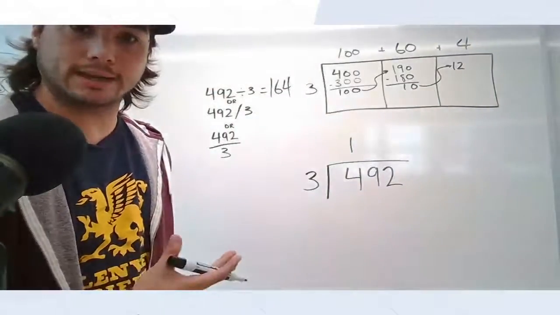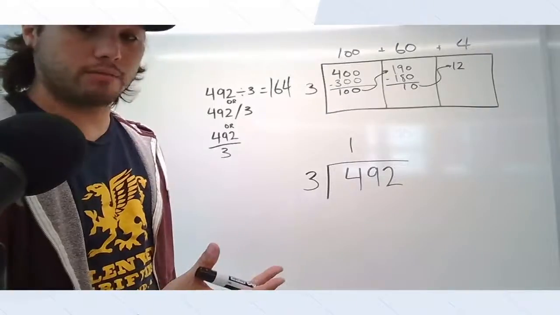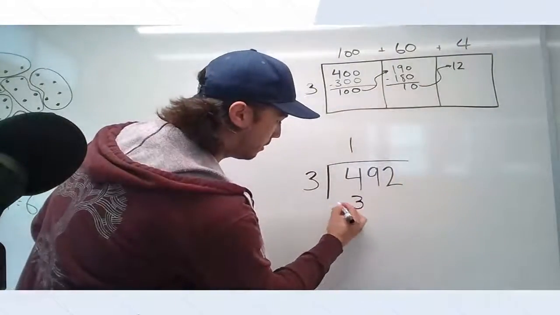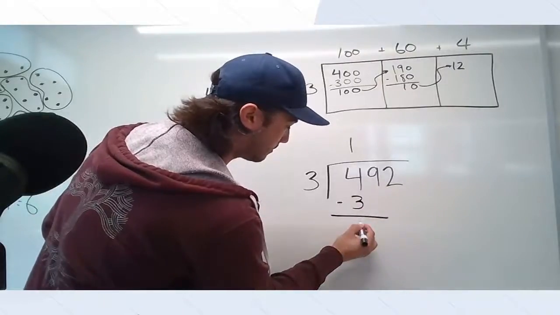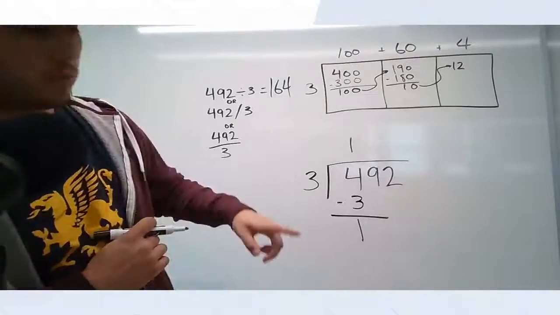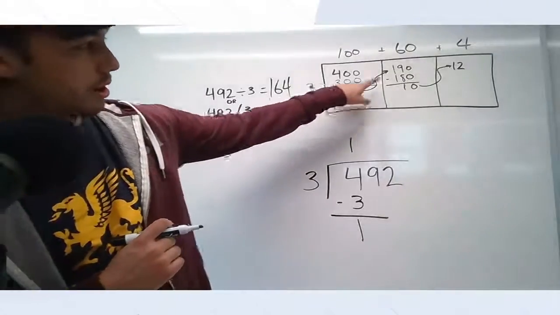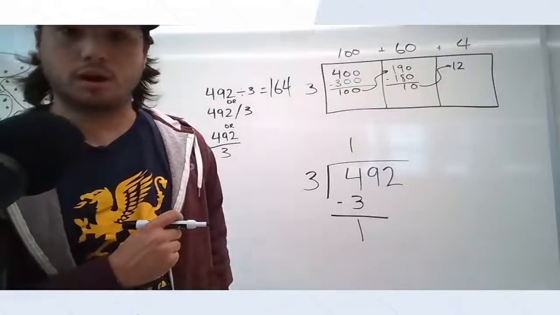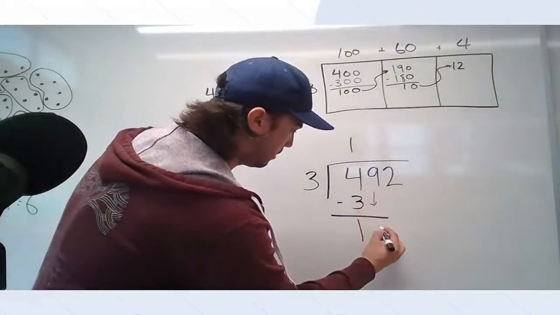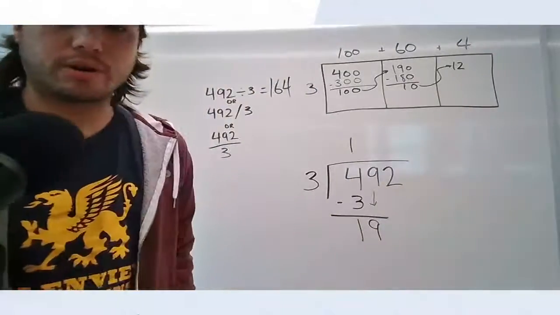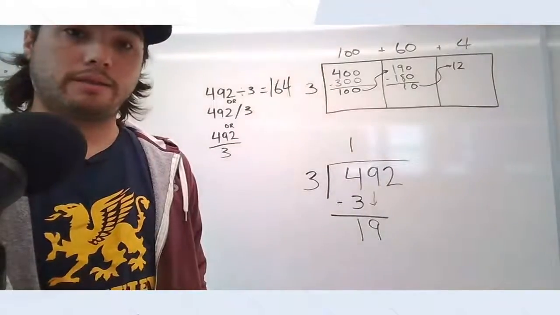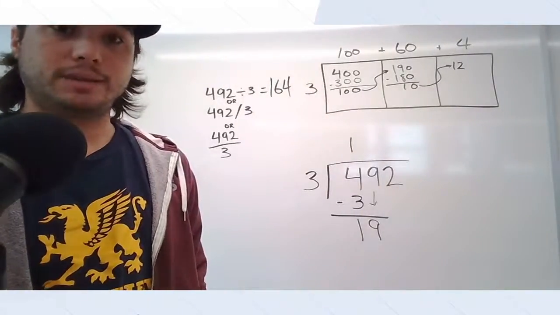We're not saying that it's actually 100. We're saying it's one group of 100. So 1 times 3 is 3, and subtract, with 100 left over. Then, rather than how we took our 100 and we added it to our 9 tens, this time we're going to bring our 9 down so we can then divide the next piece, our tens.